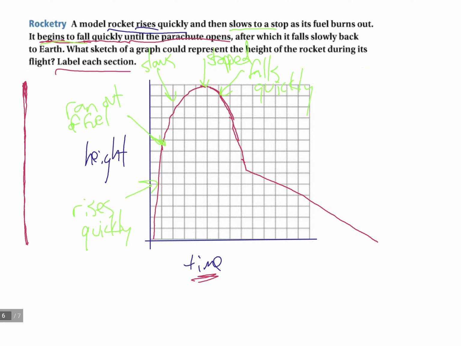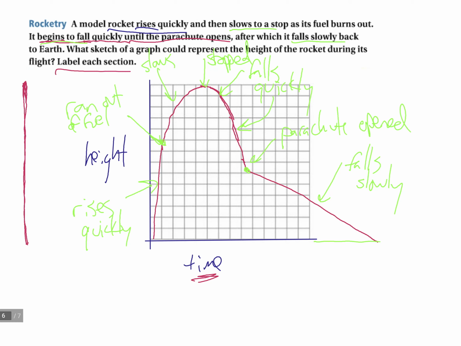Now it's falling quickly. Okay? Falls quickly. And then right here, what happened? That's where the parachute opened. Okay? Now, what happened after the parachute opened? Falls slowly. Until it reaches Earth. Okay? So, like this right here would extend over and it reached Earth at that point. So that's how you do that.